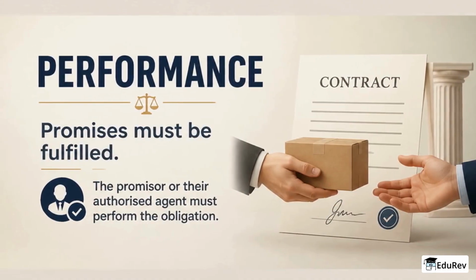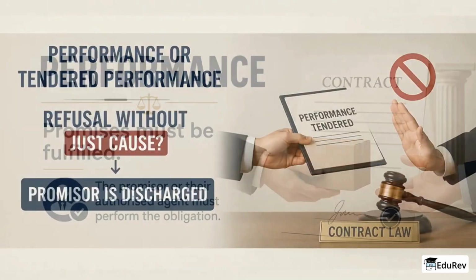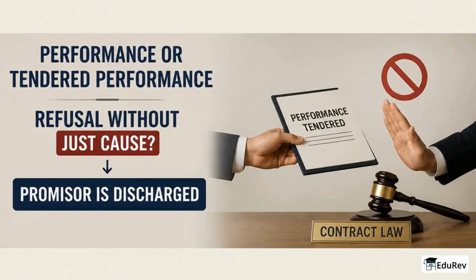Performance under Section 37 onward means parties must fulfill promises. Typically, the promisor or their authorized agent must perform the obligation. Performance may be actual or tendered. A proper tender can discharge the promisor if the promisee wrongfully refuses to accept performance.